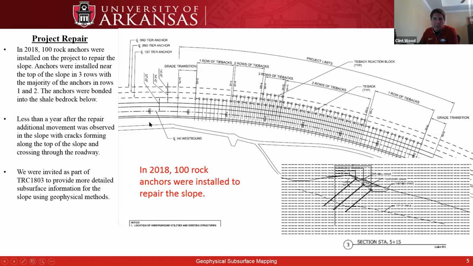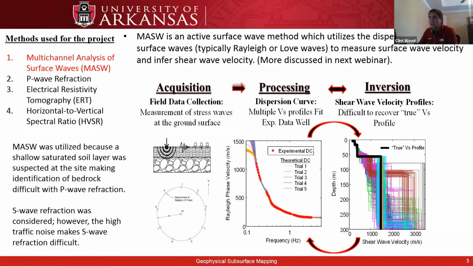So as part of the research project, we were brought in to try to help determine what's going on in the subsurface that may be contributing to this slide and the movement, and potentially why this fix didn't work in those cases. So we used a couple of different methods. So this is where we're going to get into the combined methods: multi-channel analysis of surface waves, P-wave refraction, electrical resistivity tomography, and then horizontal to vertical spectral ratio. A lot of this will be discussed in the fundamentals, but I'm just going to go through a little bit for each method.